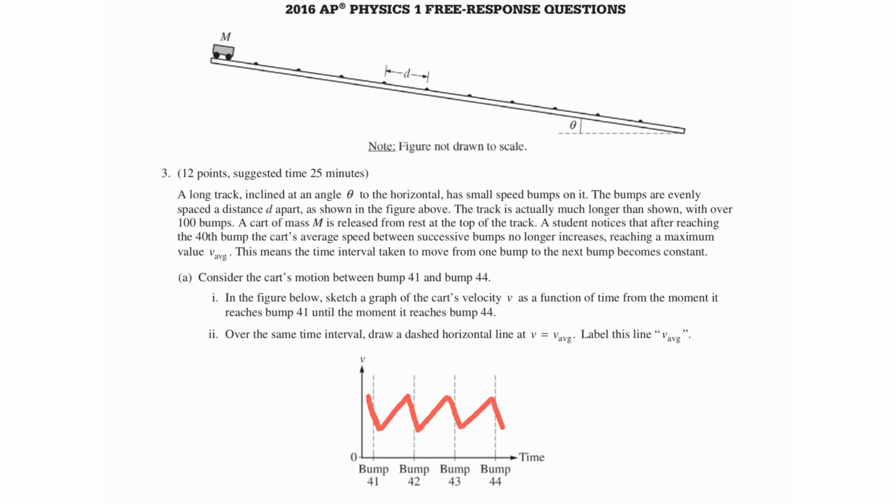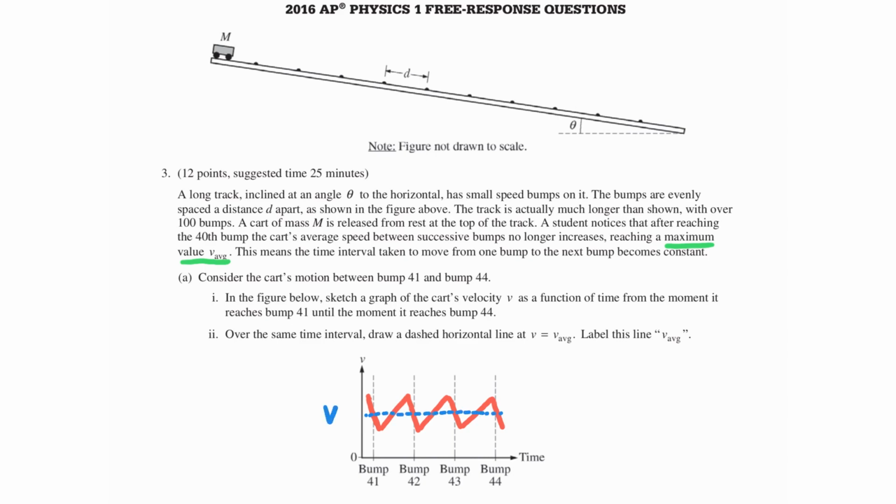For part A2, over the same time interval, draw a dashed horizontal line at V equals V average and label this line V average. The most difficult part of this, I think, comes in the directions, because in the directions they say a student notices that after reaching the 40th bump, the average speed of the cart between successive bumps no longer increases, reaching a maximum value of V average. I feel like it's tempting in my graph to make the V average line be at the top of the points that I've drawn in the graph. But the V average line should be drawn somewhere right in the middle of everything that I've put here. Right about here.